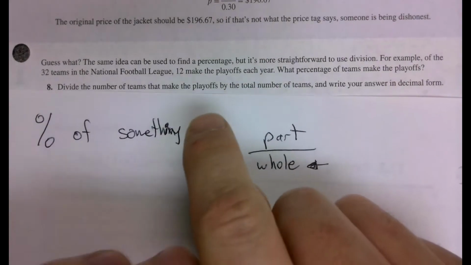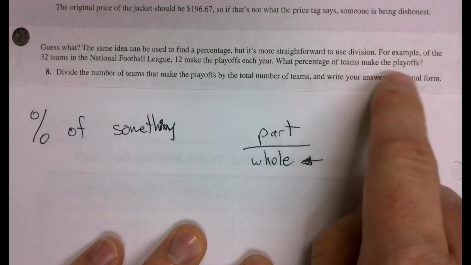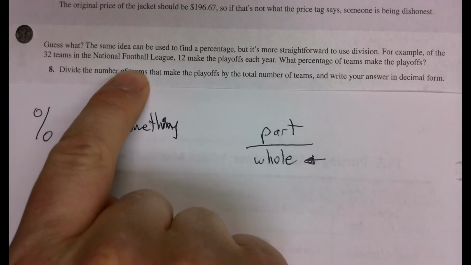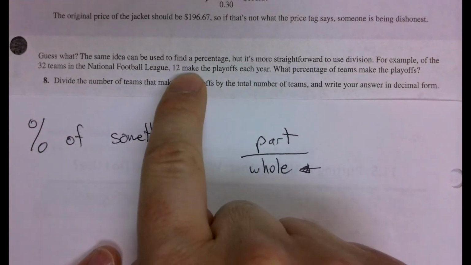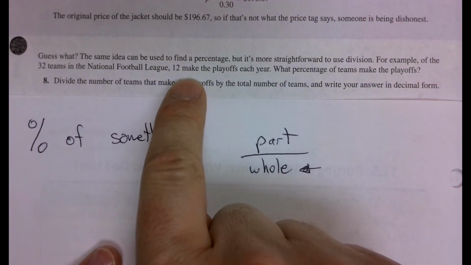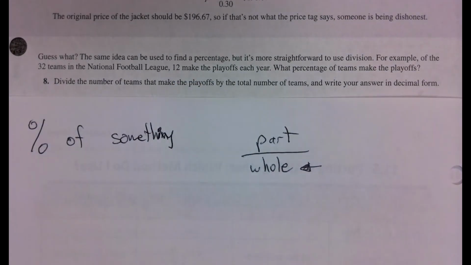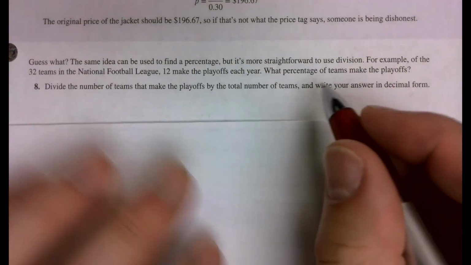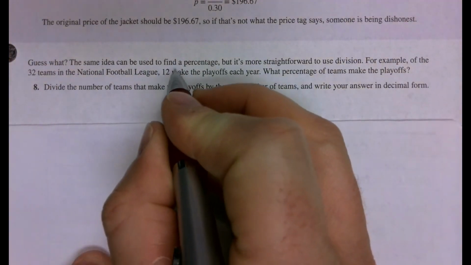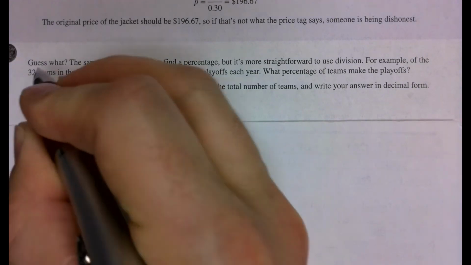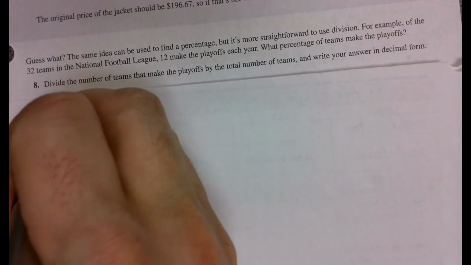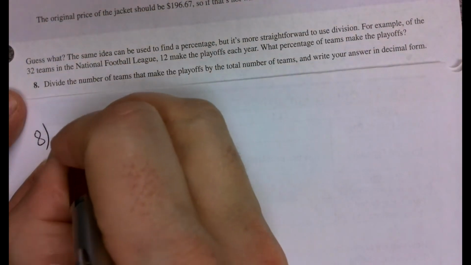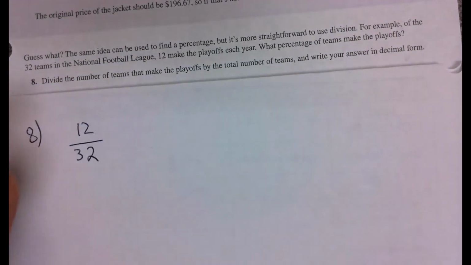This is a much less controversial question. It just says there are 32 teams in the National Football League. So only 12 of those teams ever make it to a playoff based on how many games they win, etc. So what percentage of the total teams make it to the playoff? Notice the way they asked it. What percentage of teams make the playoff? So this is the part, and this is the whole, the 32, based on our definition. So we're going to write this as 12 over 32. That's the fractional version.